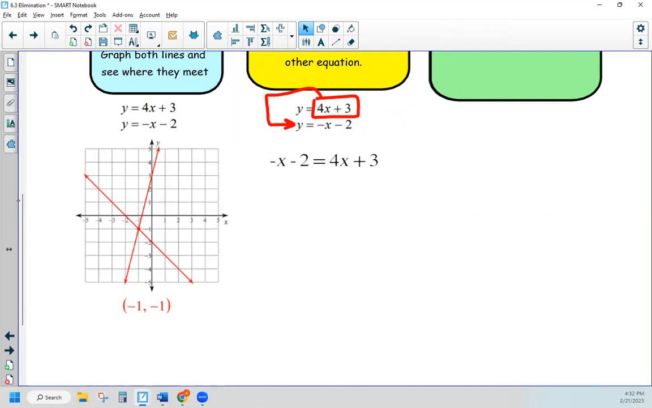So go ahead and make sure you understand what you're looking at. All right. Now, oh my God, Mr. C, it's backwards. You wrote the 4x plus 3 on the other side. It's okay. It doesn't matter. We're just still saying that both sides are equal to each other.